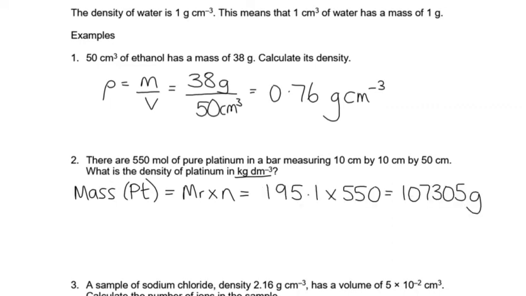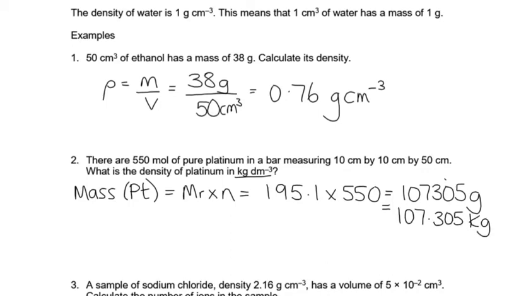So the Mr is 195.1. Times that by the number of moles and we get a certain number of grams. Now our question is asking us to do something in kilograms, so I'm going to convert this to kilograms now. I'm going to get 107.305 kilograms.